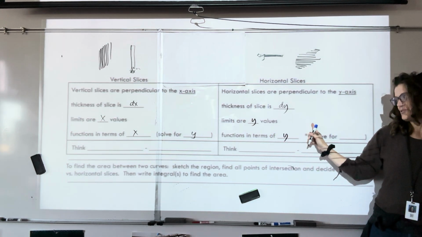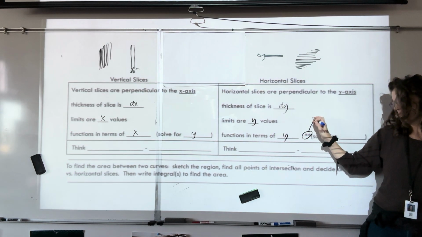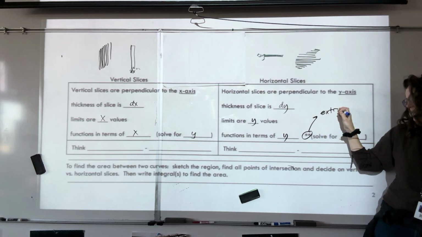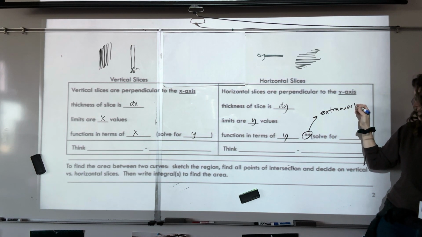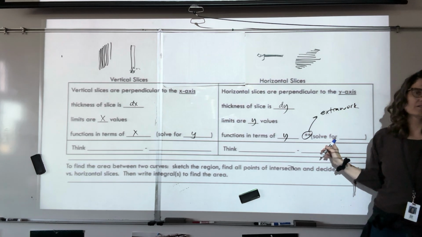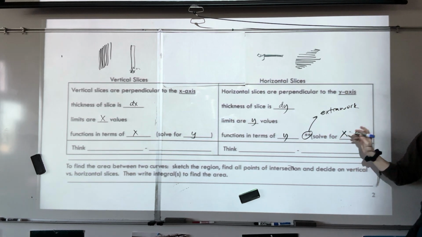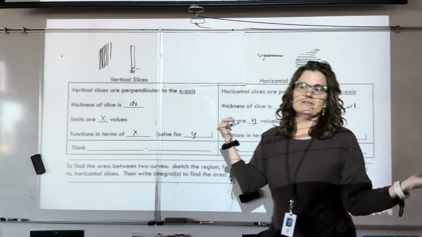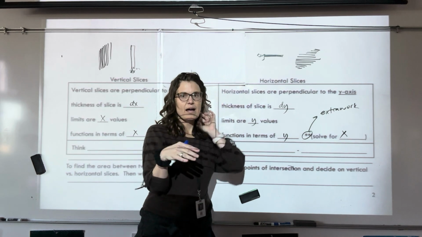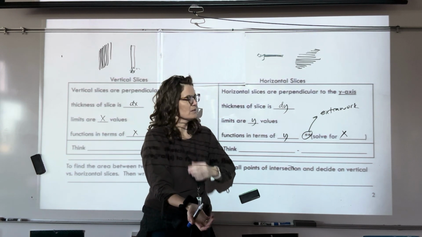So there's my little asterisk. This is the extra work, right? So here's the extra work that always has to happen for horizontal slices: we have to solve the formulas for x. So that was that extra, kind of annoying work that we did on that last one, where we had to solve for x before we could actually type it into the calculator.